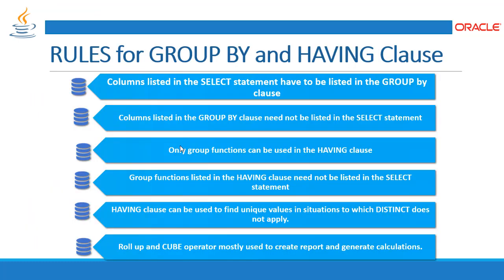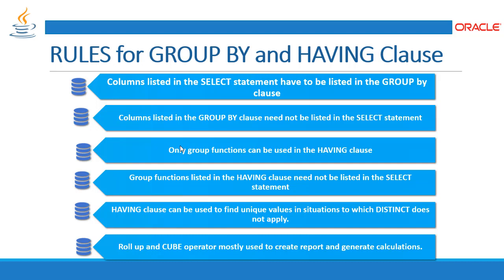In conclusion, rules for group by and having clause. Columns listed in the select statement have to be listed in a group by clause. In the same way, columns listed in the group by clause need not be listed in the select statement. Only group functions can be used in the having clause. Group functions listed in the having clause need not be listed in the select statement. Having clause can be used to find unique values in situations to which distinct does not apply.